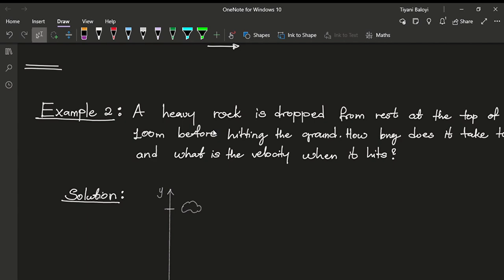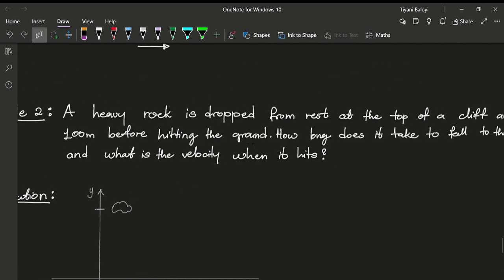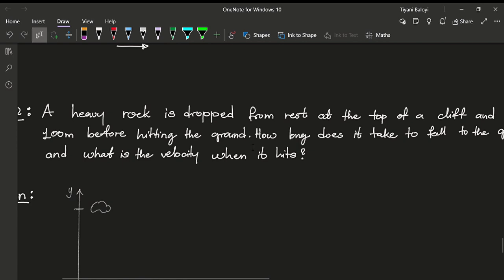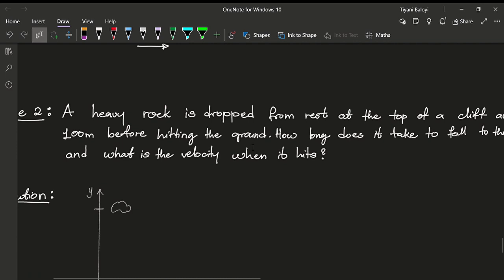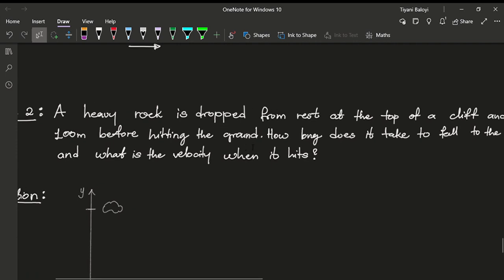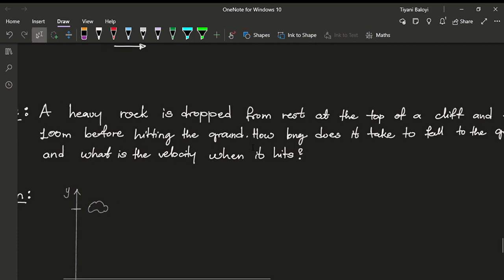So let's look at example 2. In the last video we looked at example 1 on how you can answer questions in motion in 1D. So let's just look at example 2, which is a free fall example. It says that a heavy rock is dropped from rest at the top of a cliff and falls 100 meters before hitting the ground. How long does it take to fall to the ground, and what is the velocity when it hits the ground?